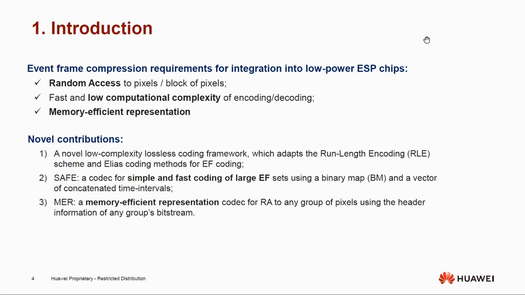Now, our contribution is that we combine 2 very well-known algorithms, run-length encoding and Elias gamma coding, into the algorithm that we propose. They were adapted for this type of data, and we actually propose 2 different algorithms. One is called simple and fast coding of large event frames. So we basically want to encode a huge volume of event frames at once. This is designed for an upper layer, let's say. But we also have a solution which is very fast and provides random access to any group of pixels, which is called memory efficient representation, or MER.